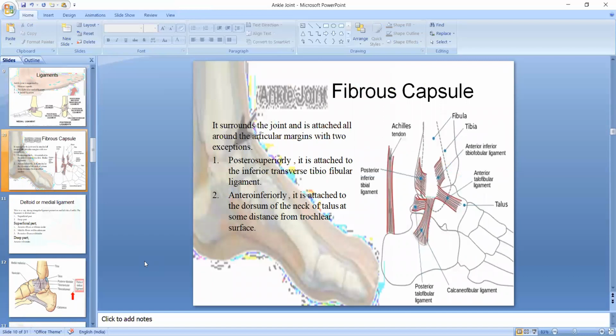Fibrous capsule: it surrounds the joint and is attached all around the articular margins with two exceptions. Posterior superiorly, it is attached to the inferior transverse tibiofibular ligament, and anterior inferiorly, it is attached to the dorsum of the neck of the talus at some distance from the trochlear surface. So you can see here all the ligaments and the formation of the capsule.